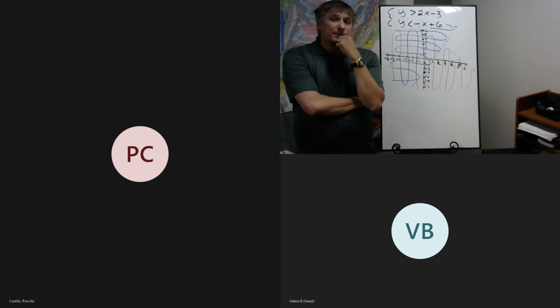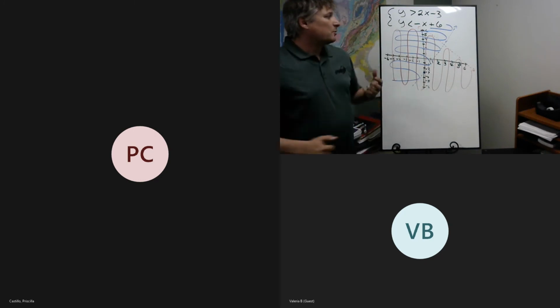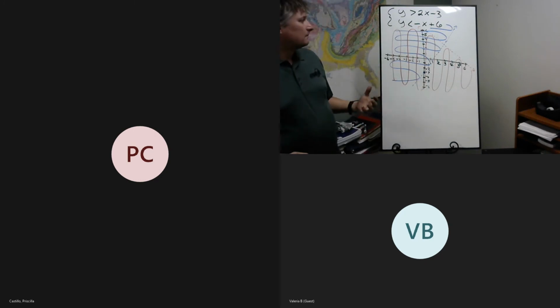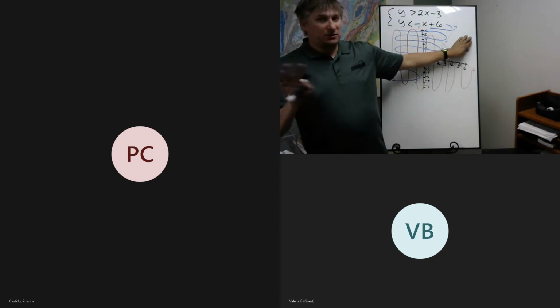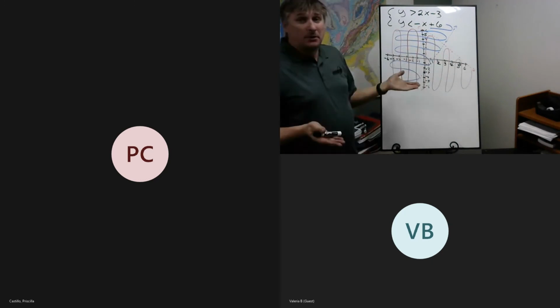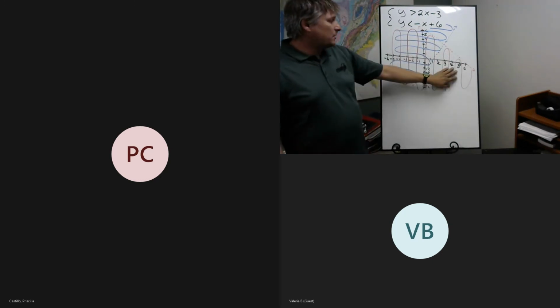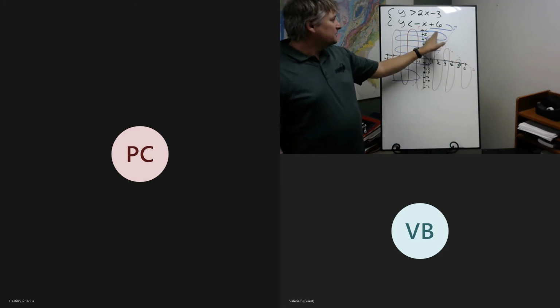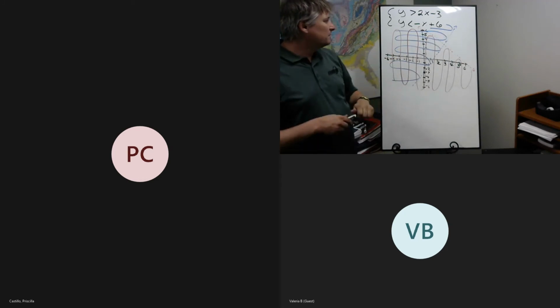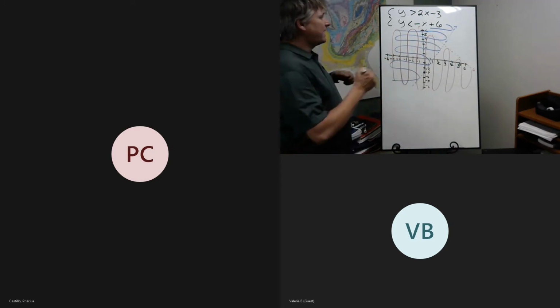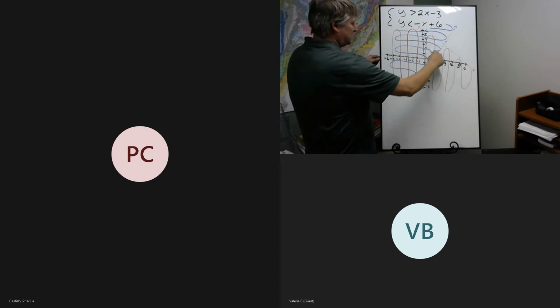So now we need to determine our solution. We want to look for an overlap. Well, here there's nothing shaded at all, so no answer there. Here we only have the red. This little piece we only have the blue. But where we have overlap is in this area.